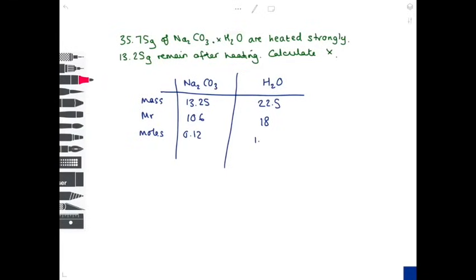This is 1.25. And then divide by the smallest number, which is clearly 0.125.